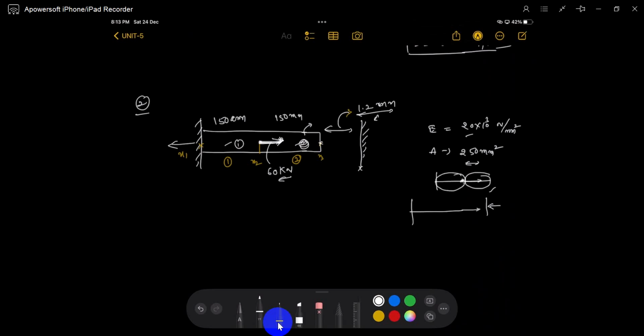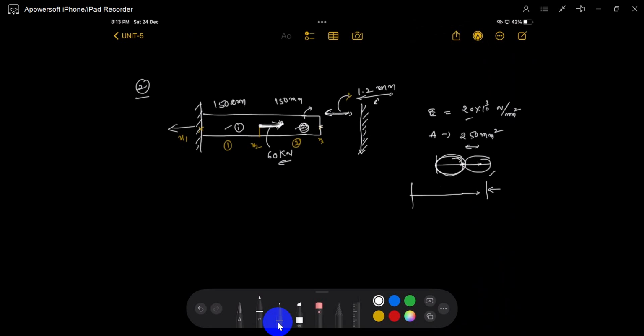But if the displacement of this member exceeds 1.2 mm, it allows only 1.2 because it's a rigid plate. You restrain certain displacements, so automatically certain force is exerted. Okay, so that's the idea.